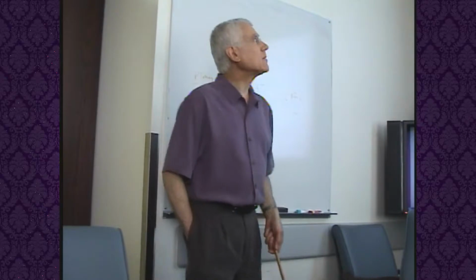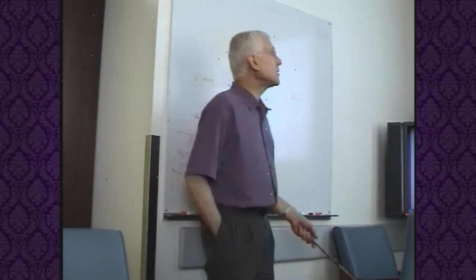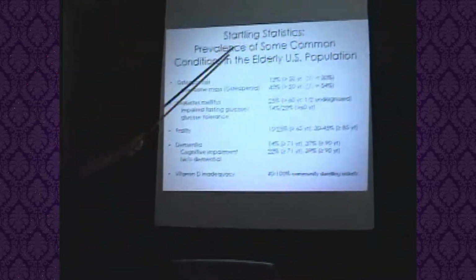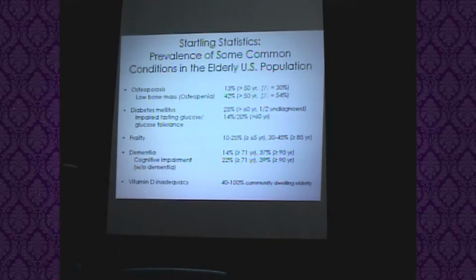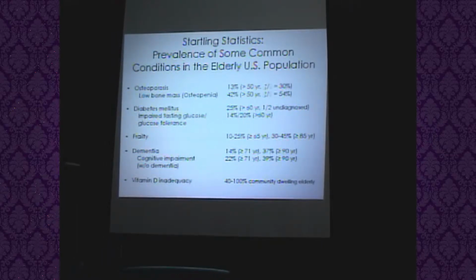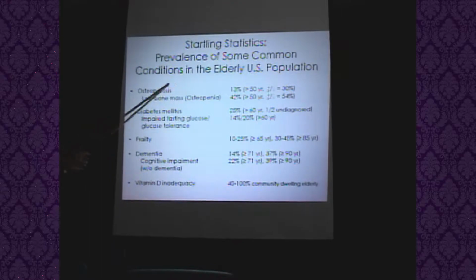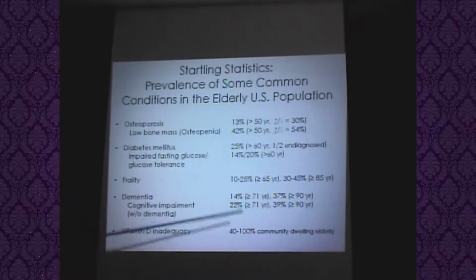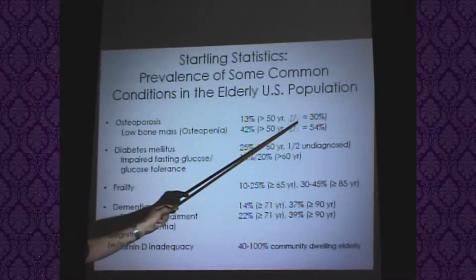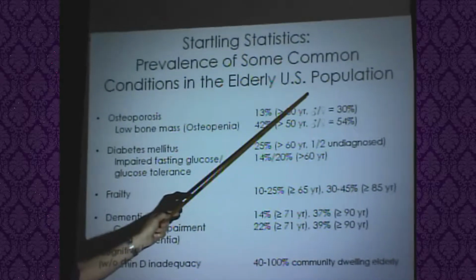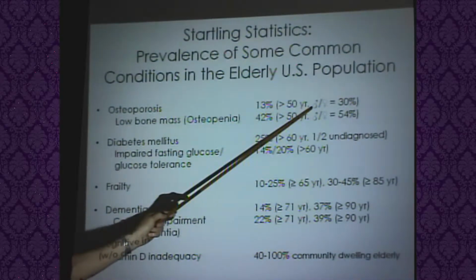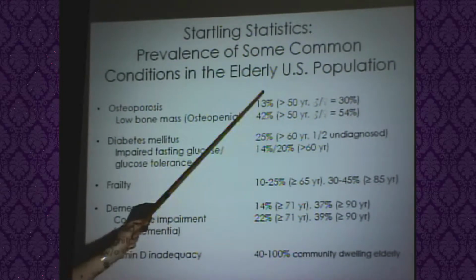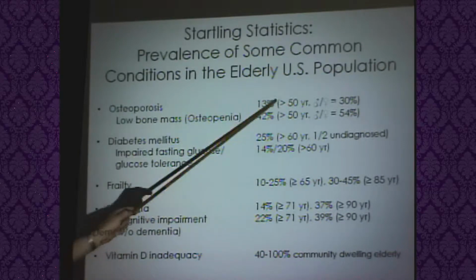So what kinds of disorders are we dealing with in this population, at least in the United States? Here are some common ones. I've listed this as startling statistics because it's really quite amazing to see how prevalent these conditions are in the older population in the United States. Osteoporosis, 13% of those over 50 years. And I want to emphasize how surprising the frequency of men as opposed to women is. 30% of osteoporotics over 50 are men.